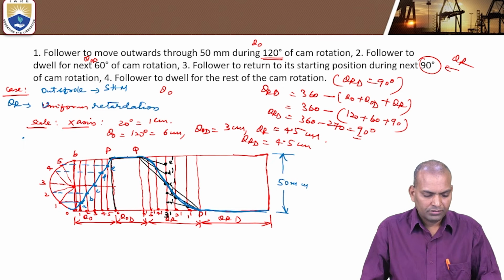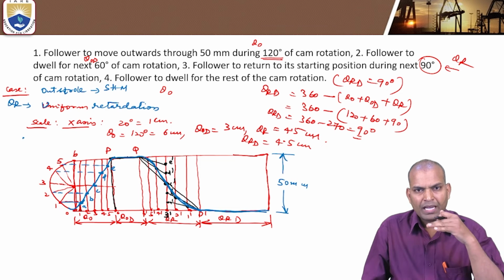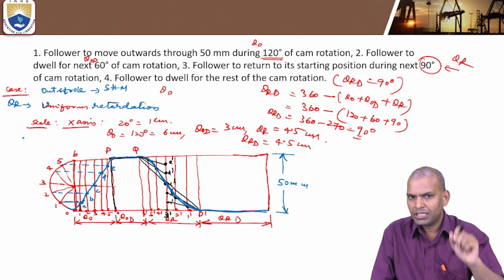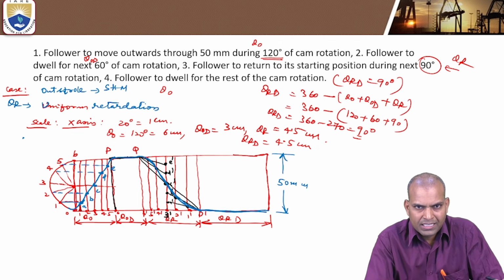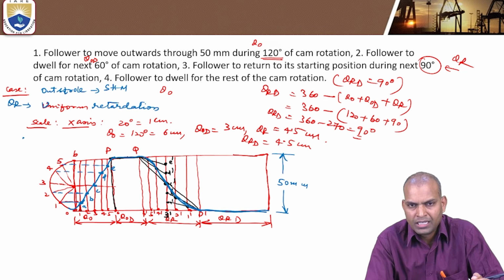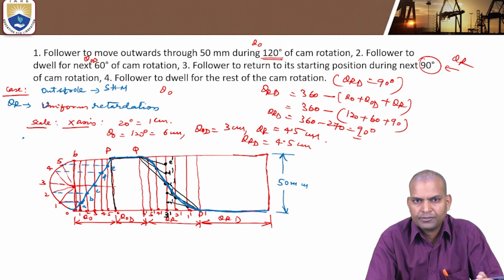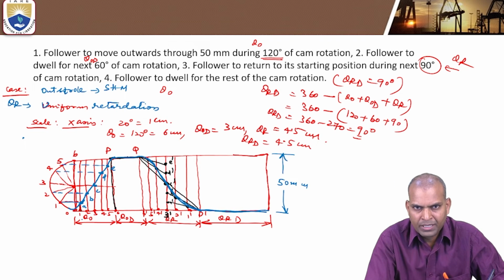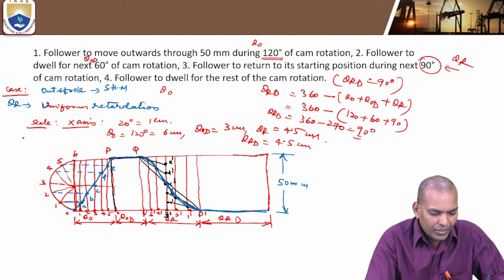So again, the height, the raising of the follower for a particular angle of rotation. Here outstroke is 120 degrees. The outstroke of 120 degrees is divided into 6 equal divisions. That means each portion indicates 20 degrees of cam rotation. The linear scale is 1 centimeter here. For 20 degrees of cam rotation, how much is it rising?